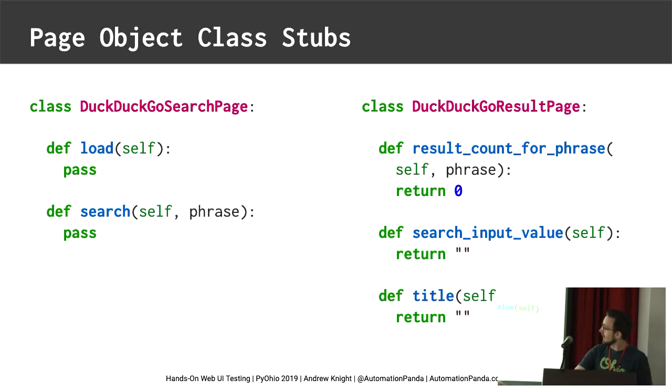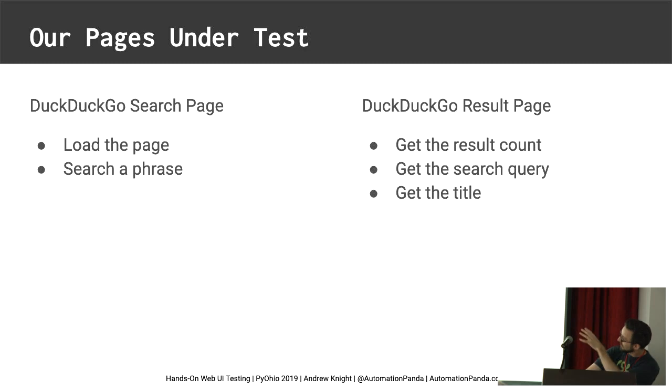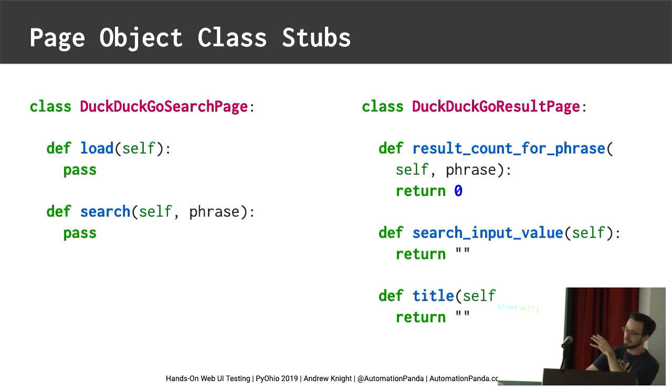So I can stub out page object classes based on my needs, right? Go back, we said, okay, I have my pages and I have my things I need. Bam, Python. So easy, right? So my search page is just a class, right? And I have two methods, a load method and a search method. My load method doesn't need to take anything in, right? It should know where to find them and go.